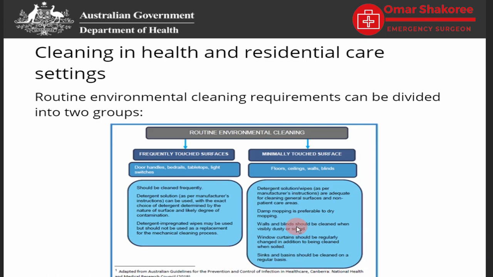So, as you see here, the walls and the blinds should be cleaned when they are visibly dusty or soiled. The window curtains should be regularly changed in addition to being cleaned when soiled. The sinks and basins should be cleaned on a regular basis.